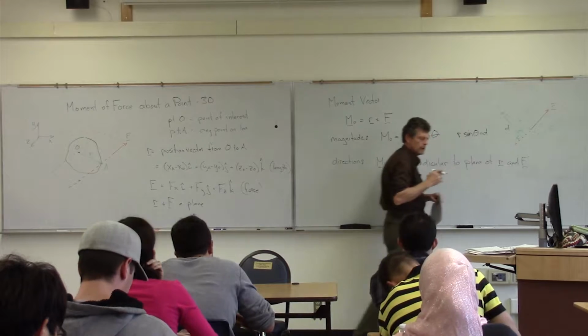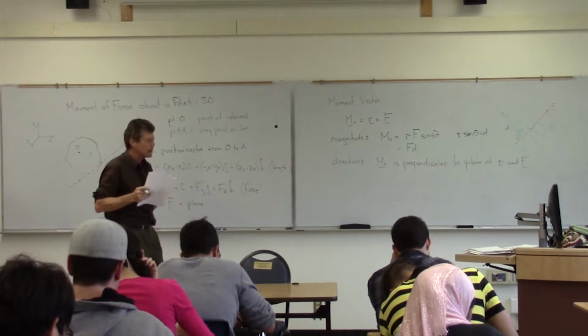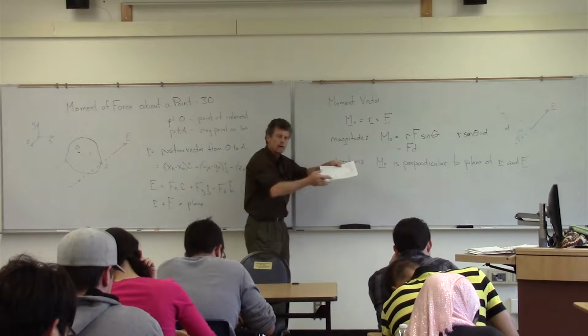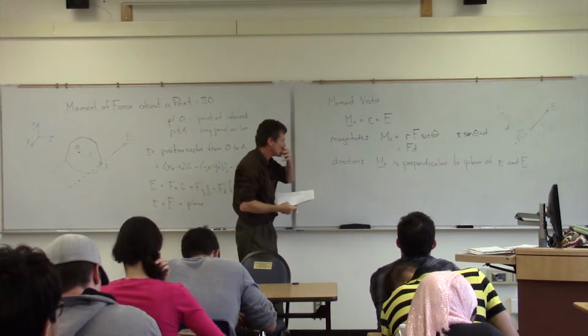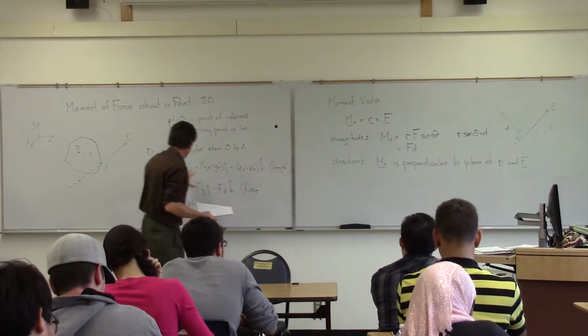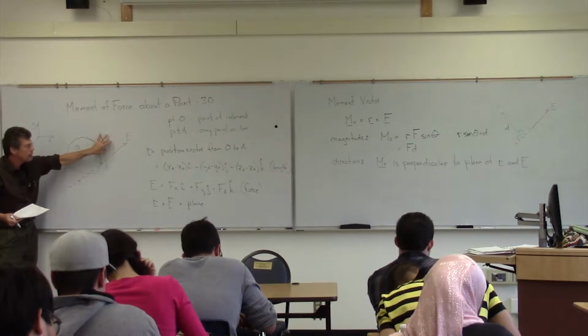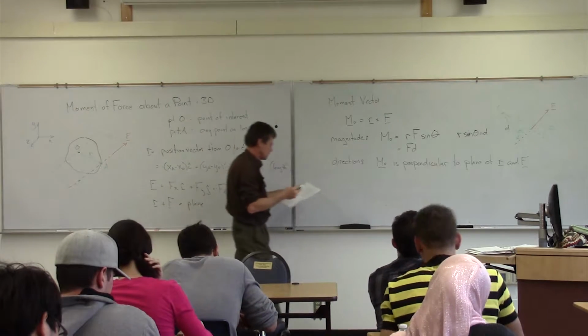And the tricky thing then, instead of having it stick out of the board or into the board, is that if my F and my R are at some angle, they're in 3-dimensional space. Again, we have this plane created by R and F. And what we're going to find then is that our moment vector is going to be perpendicular to that plane.